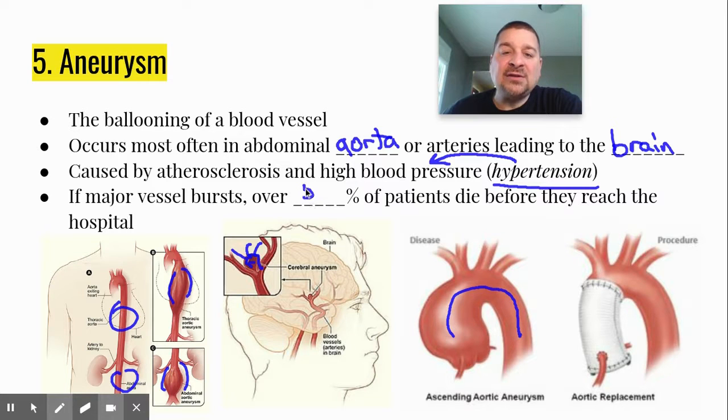It's very dangerous. A lot of times when people drop over dead, it's not from a heart attack. It's oftentimes because of an aortic or abdominal aneurysm. Because listen, if that thing blows, it's coming right off your heart. You lose a lot of blood.